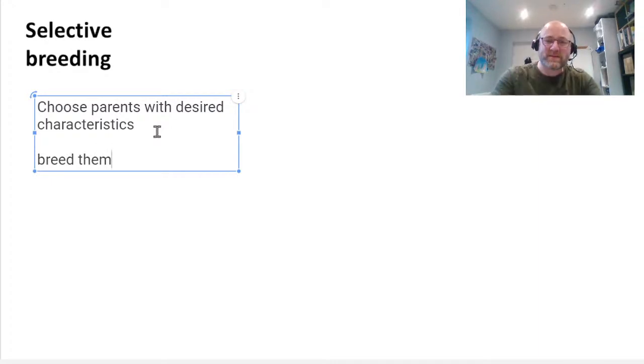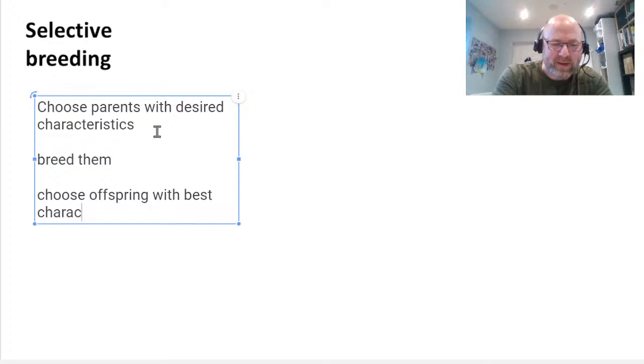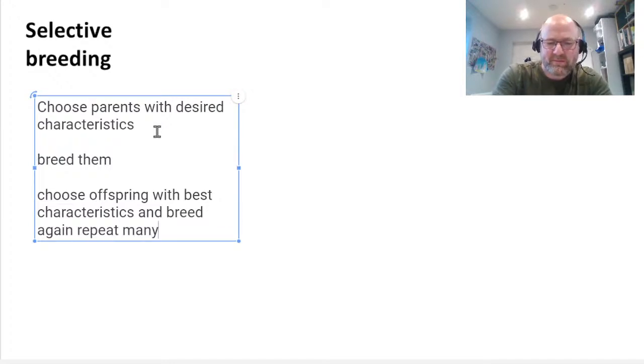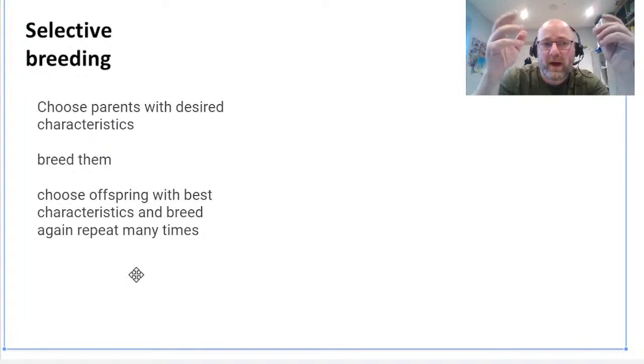So that's 2 marks. Then what do we do with the offspring? Say 2 cows who produce a lot of milk, desired characteristic, mate the offspring, then repeat. Yeah. So we then choose the offspring with the highest milk production. Well done, Sana. So choose offspring with best characteristics and breed again. Repeat many times for many generations, if you like. And that's selective breeding. That's nice and easy. Boom, you're going to smash the marks when you get an animal one.